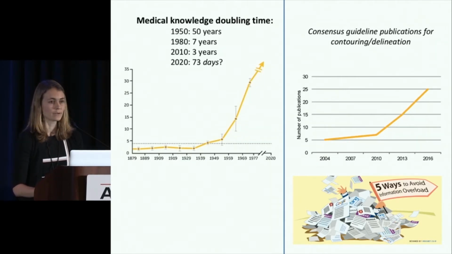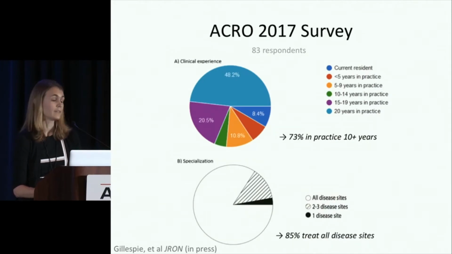And if you actually look at the rate of increase in the actual amount of guidelines that are guiding how we could contour, that is also increasing exponentially. And so there's a sense of information overload. And so that was at least a hypothesis that I had. And last year we tested that.